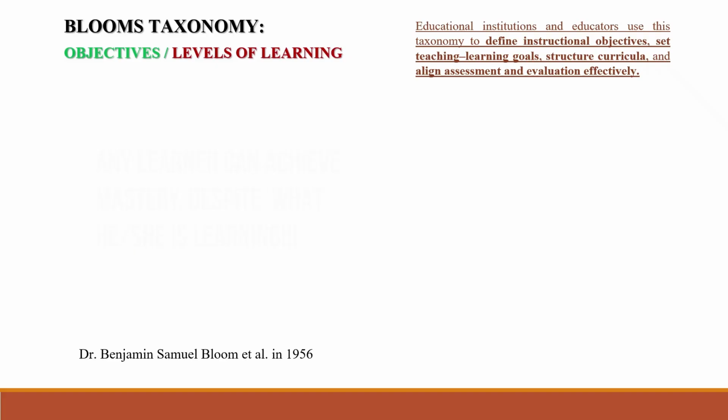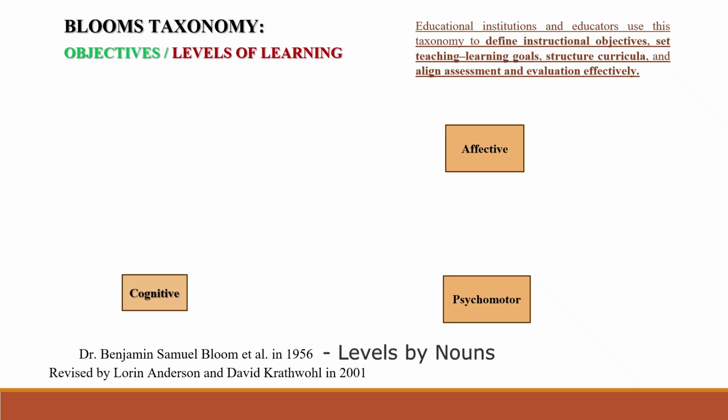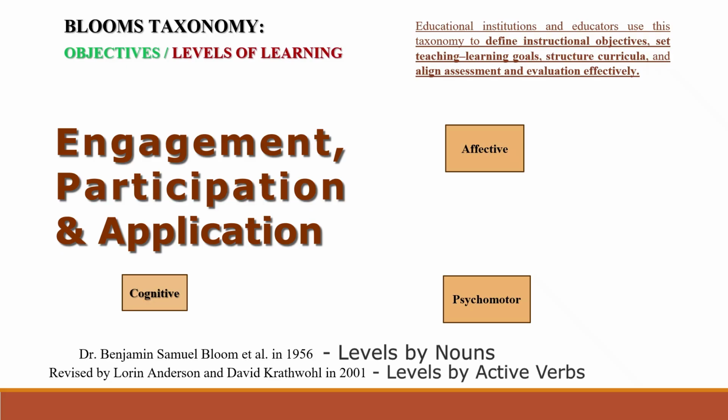It encompasses 3 domains of learning: cognitive, affective, and psychomotor. In the original version proposed by Benjamin Samuel Bloom, the hierarchy used nouns to represent different levels of learning. In contrast, the revised version developed by Krathwohl and Anderson in 2001 uses active verbs to emphasize learner engagement, active participation, and the application of knowledge. Let's look at each domain in detail.